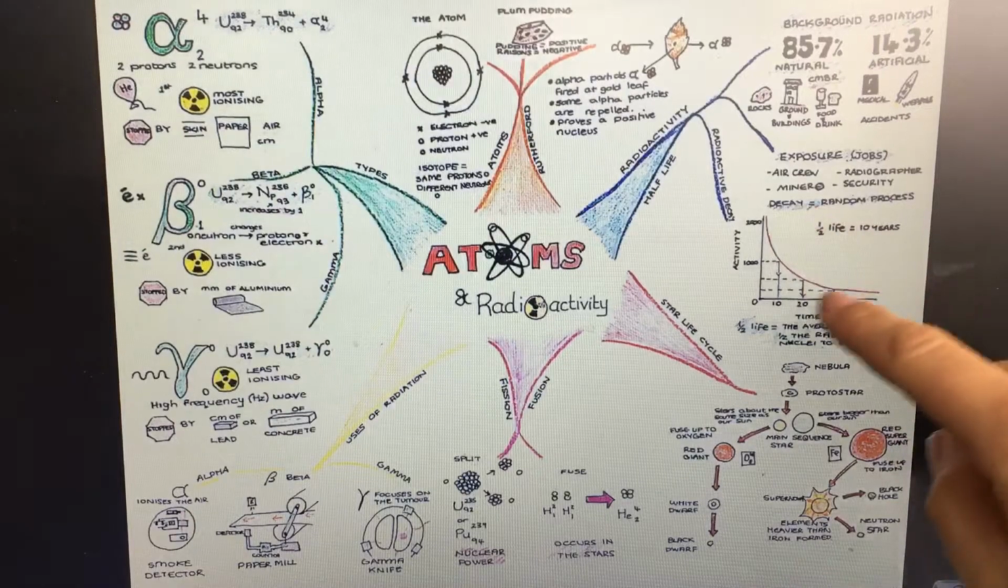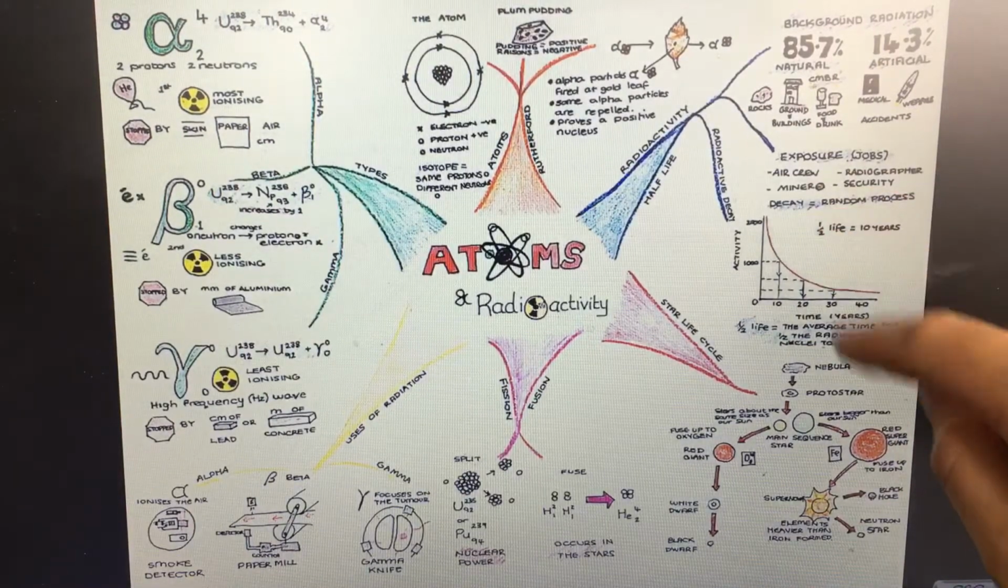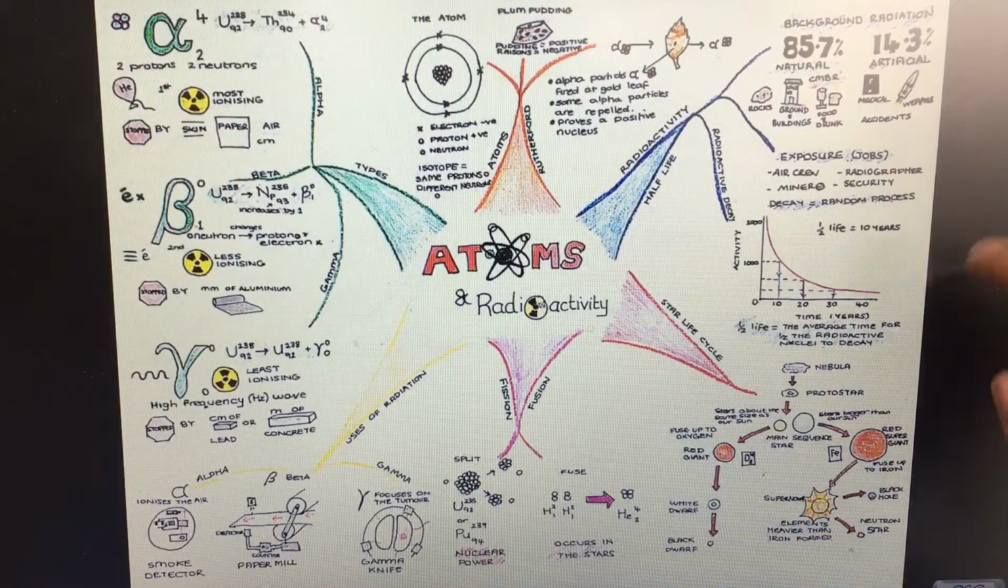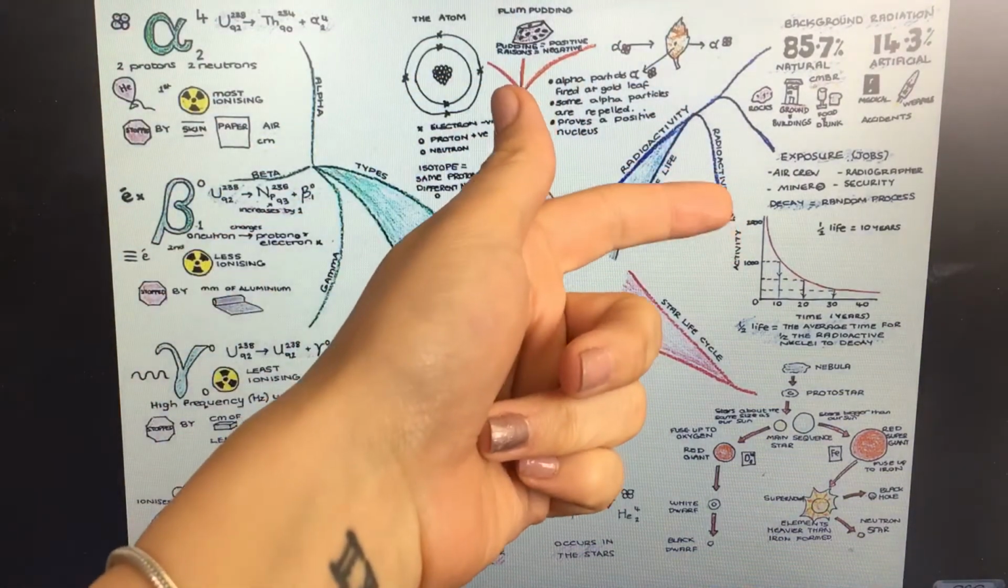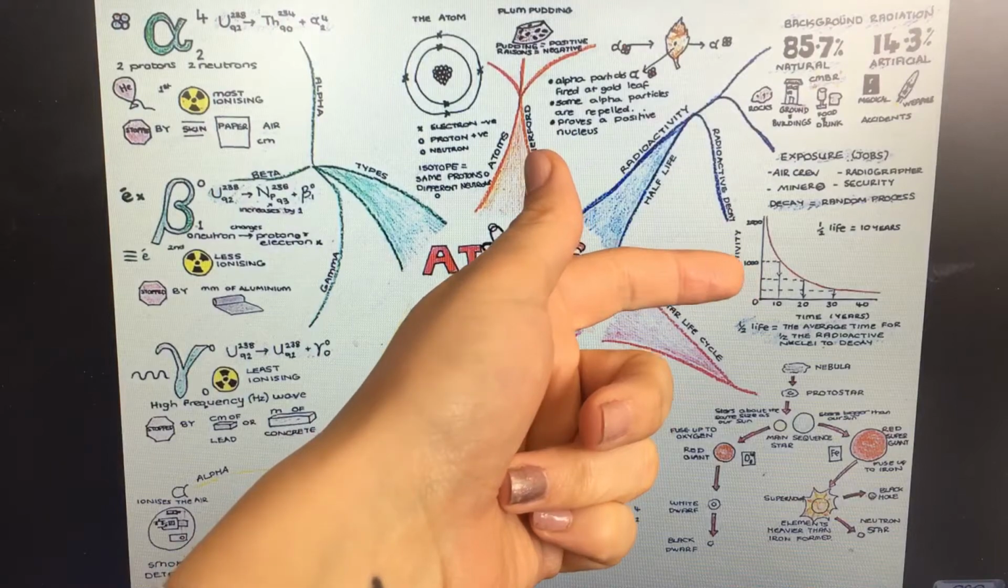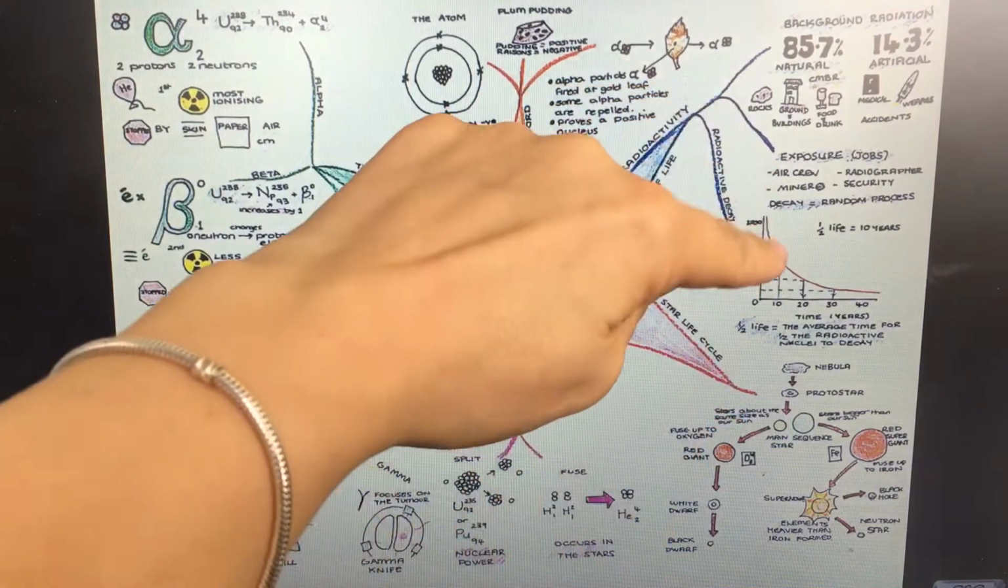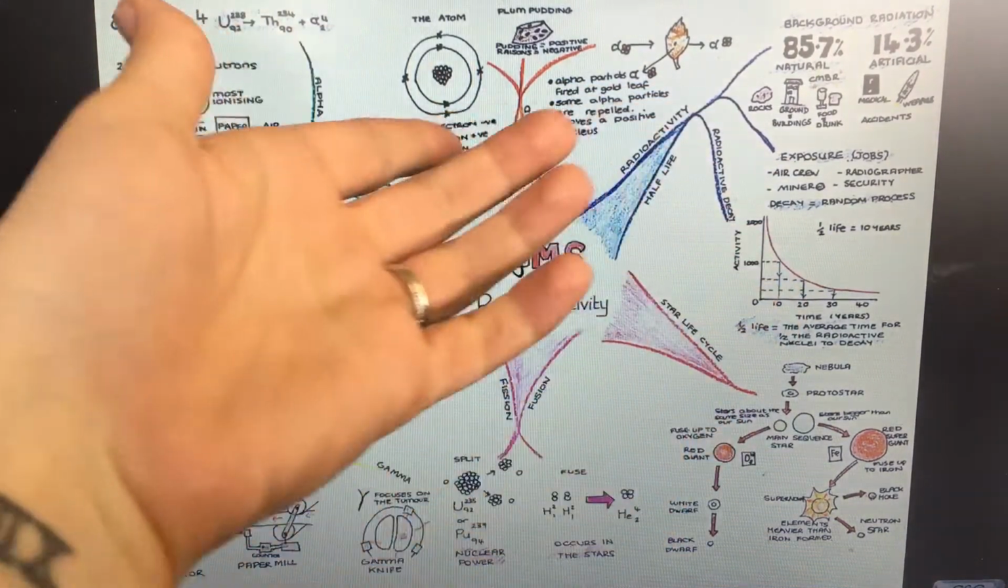So this is a half-life graph. Now, half-life is basically the average time it takes for half the radioactive nuclei to decay, or the time it takes to get to half of its activity rate. Okay, either is acceptable. So you just go to the graph, say it was 2000, go down to 1000 because it's half, read across, and then just go down. So this one, for example, was 10 years.